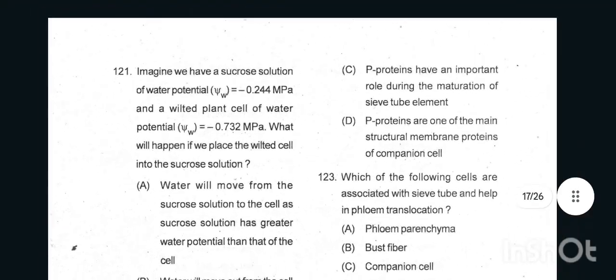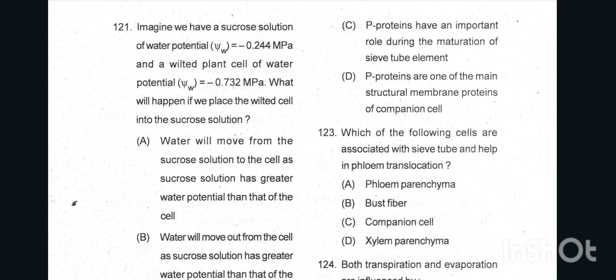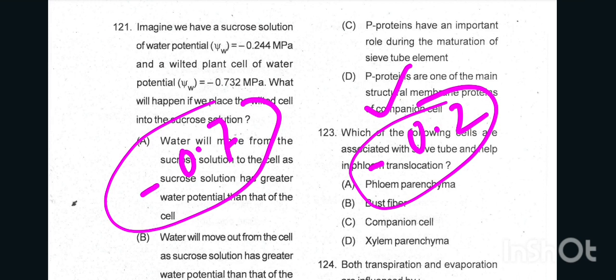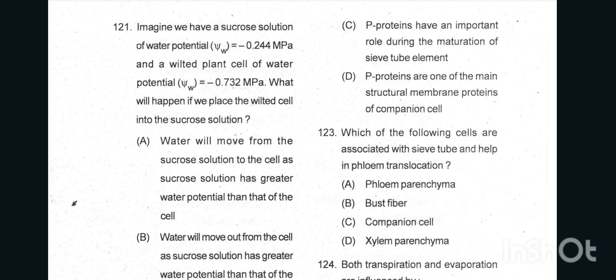Then imagine we have a sucrose solution of water potential minus 0.244 megapascal and a wilted plant cell of water potential minus 0.732 megapascal. What will happen if we place the wilted cell into the sucrose solution? The sucrose solution has water potential minus 0.2 and the wilted plant cell has minus 0.7. So the sucrose solution has higher water potential, so water will move from the sucrose solution to the wilted plant cell. So option 1 is the correct one.